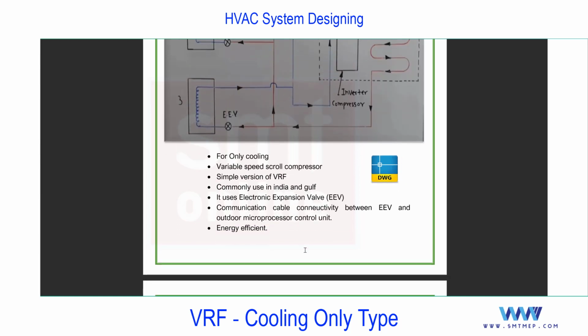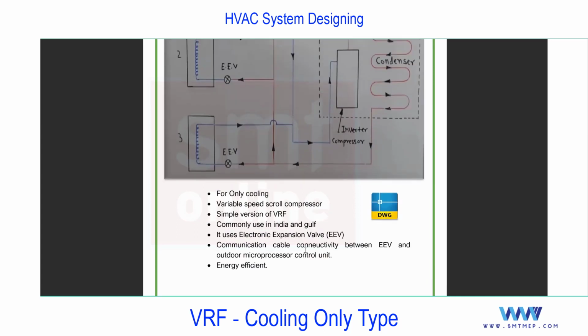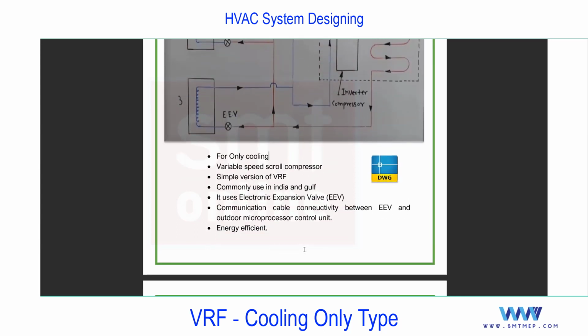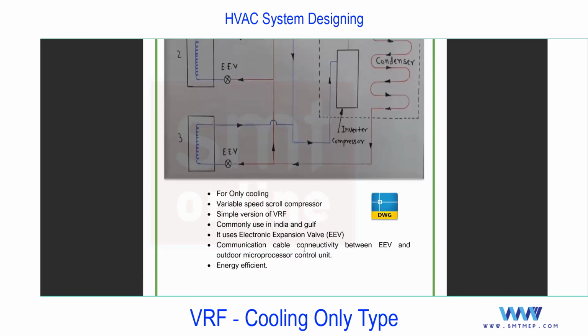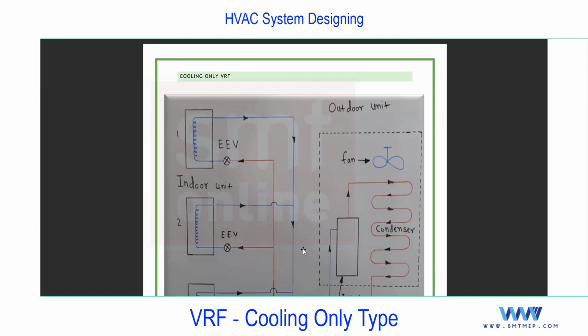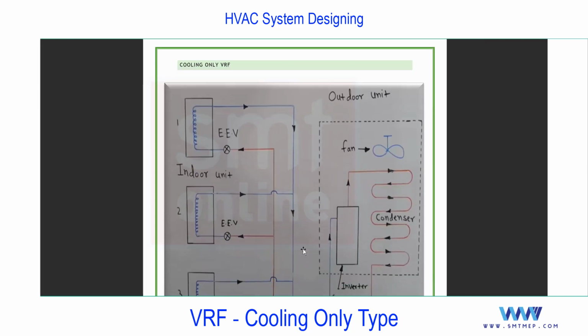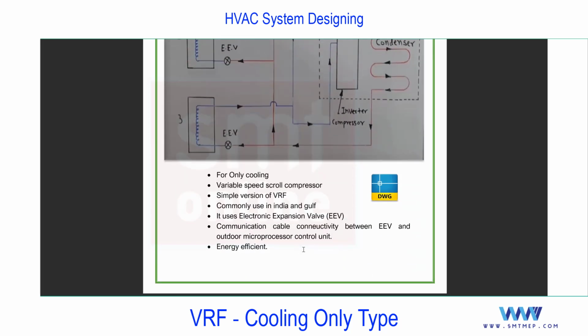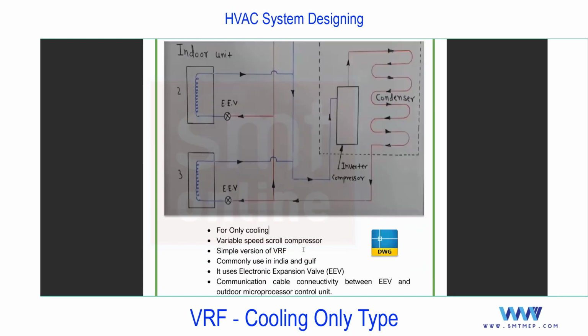Next, a communication cable between this EEV and the control unit of the outdoor, and energy efficient compared with the split of a normal compressor. And apart from this, we have a list of other advantages that we'll discuss all together after completing all these three types. Okay, so this is only for the cooling only type.